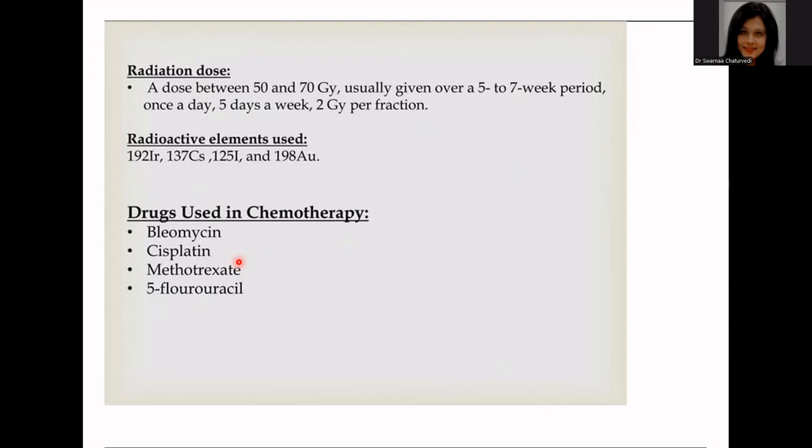Talking about the radiation dose that we use, it is somewhere between 50 and 70 Gray, usually given over a 5 to 7 week period, once a day, 5 days a week. The radioactive elements which are used in radiation are 192 iridium, 137 cesium, 125 iodine, and 198 gold. The drugs that we use in chemotherapy are bleomycin, cisplatin, methotrexate, and 5-fluorouracil.